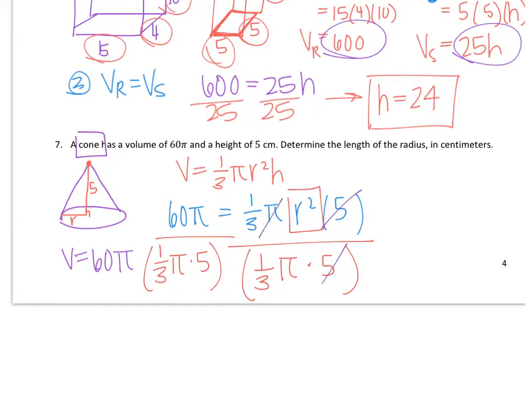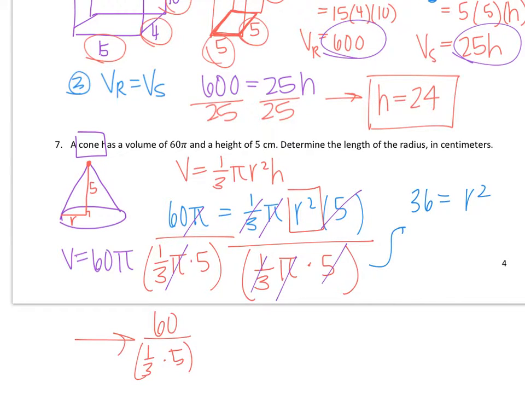5's cancel, pi's cancel, 1/3's cancel. On the left side, pi's cancel. So now you're typing in your calculator 60 divided by 1/3 parentheses times 5. That's what you're typing in your calculator. So this ends up giving us 36 equals r squared. Remember to square root both sides to get the radius by itself, which gives us a value of 6.